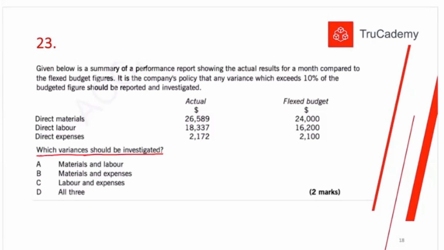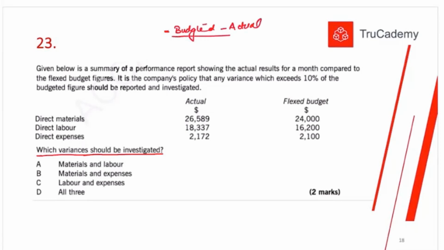Variance divided by the budgeted, right? Yes, sir. That is the formula. To calculate the percentage, but first you need to get the variance. So budgeted minus actual, this will give you the variance.